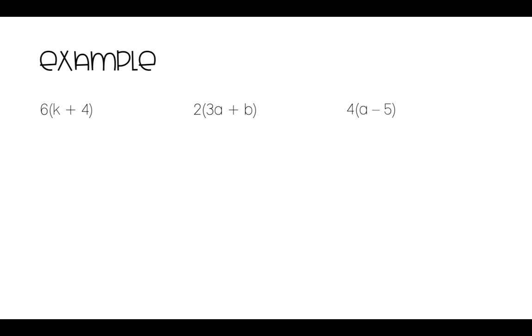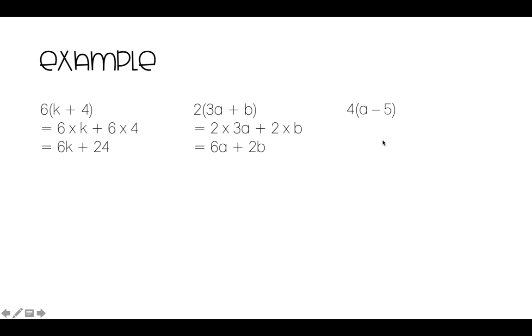So let's do some examples. So 6 brackets k plus 4. So we'd go 6 times k plus 6 times 4, and then we'd simplify that down. So 6 times k can be simplified to 6k, and 6 times 4 is 24, so we end up with 6k plus 24. 2 brackets 3a plus b close brackets ends up as 2 times 3a plus 2 times b, which simplifies down to 6a plus 2b. Now this last one is a little bit different because of that negative sign, so we get 4 times a plus 4 times negative 5, which works out to be, well, 4 times a is 4a, and then 4 times negative 5 is negative 20, so it would be 4a take away 20. So we'd make sure that negative is there.